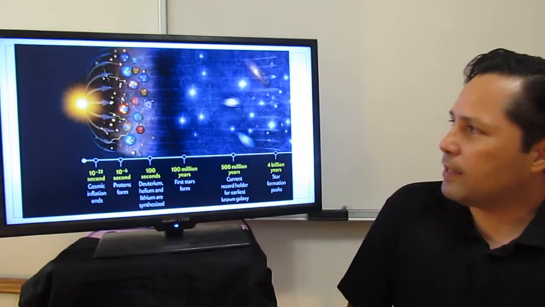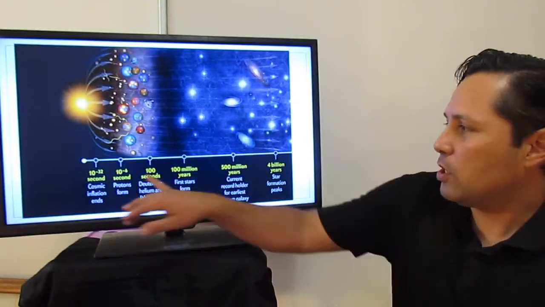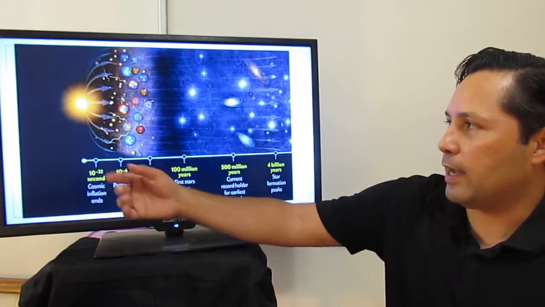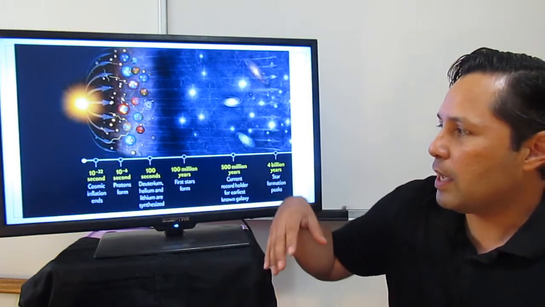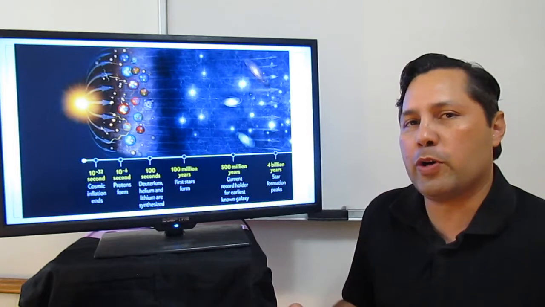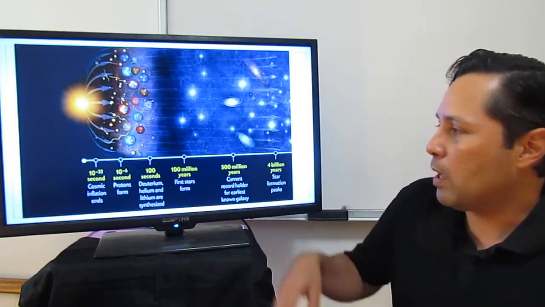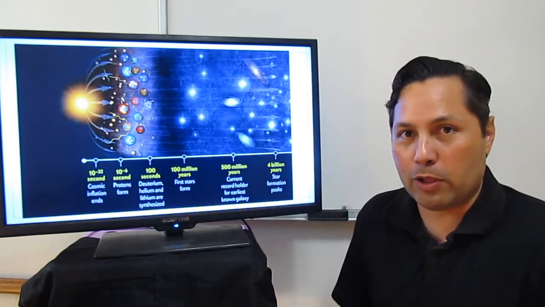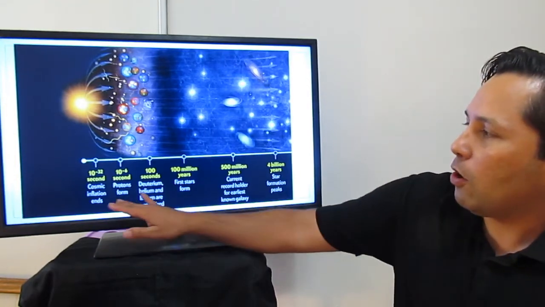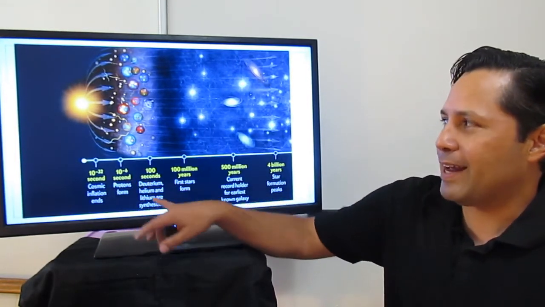Now, in this diagram, what you're going to see is that in the first few seconds the expansion begins, and you start getting protons, and those protons go ahead and get together to form atoms, very, very small atoms, mainly hydrogen and some helium. That will take about a minute and a half.